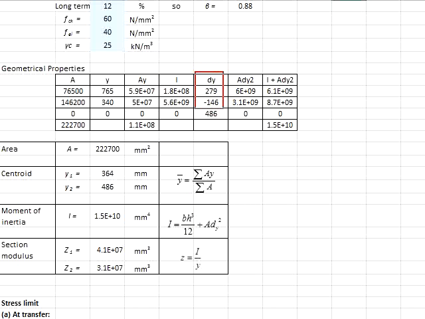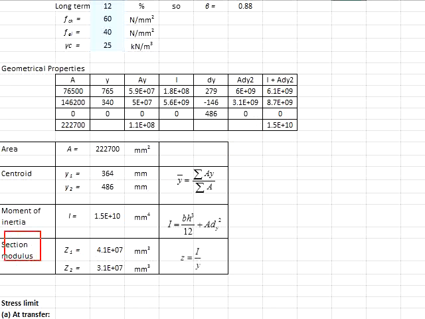The dy is obtained by subtracting the centroid of the member from the y. This is obtained by subtracting this from the centroid of the member. The A dy square is obtained by multiplying the A and dy square. This column is obtained by this plus this. The summation of this will be equal to the second moment of inertia.